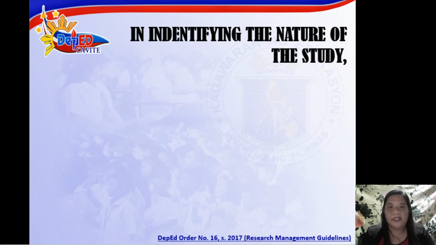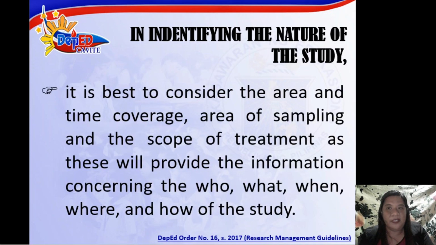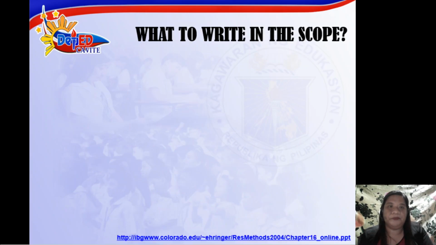In identifying the nature of the study, it is best to consider the area and time coverage, area of sampling, and the scope of treatment, as these will provide the information concerning the who, what, when, where, and how of your study. In other words, you have to answer the WH questions.